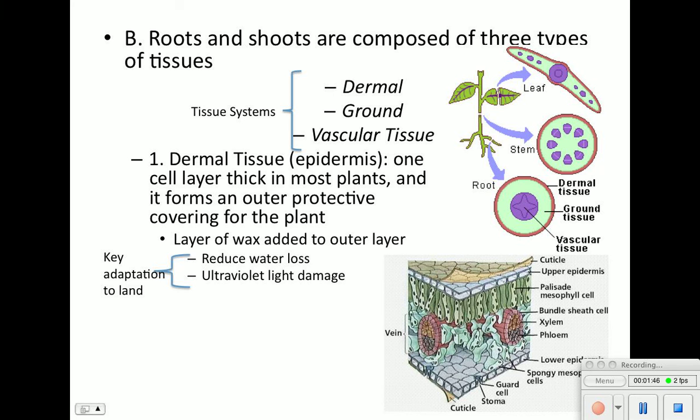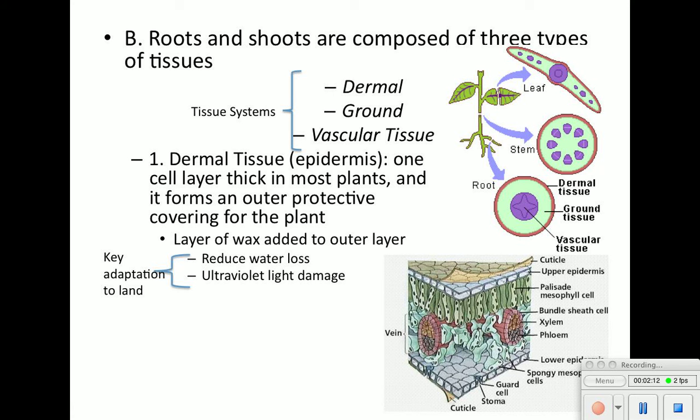When we look at roots and shoots, they're composed of three types of tissue: dermal, ground, and vascular tissue. When you take a look at the word dermal, think epidermis, or outer layer. It's very thick in most plants because there's a layer of cuticle on there to help reduce water loss as well as ultraviolet damage. Those are two key adaptations for a plant to survive on land.